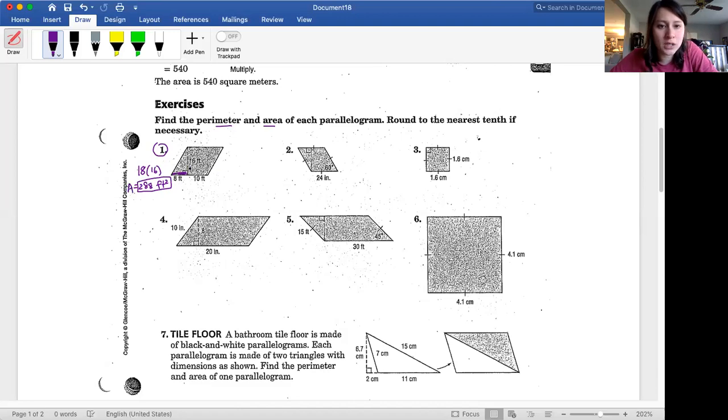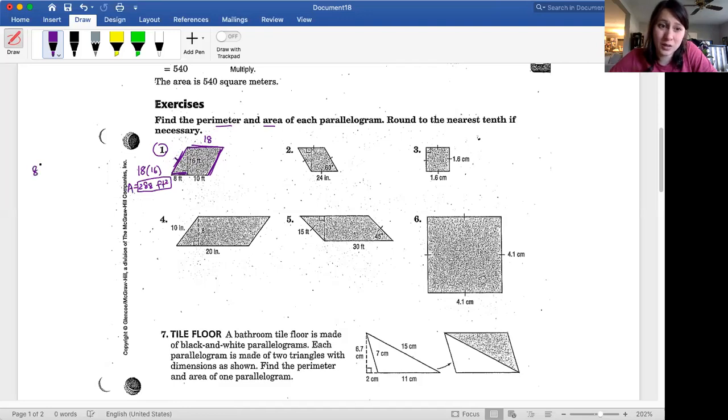Okay, now the perimeter, I need to find all the sides. Now I know that opposite sides of a parallelogram are going to be the same. However, I'm not given this little side here. So I need to use the information that's given to help me figure out this other side here. And thankfully, if I look in my picture, I have a right triangle. So I'm going to have to use what I know about finding sides of right triangles to help me find this third side. So I think I'm going to use the Pythagorean theorem.